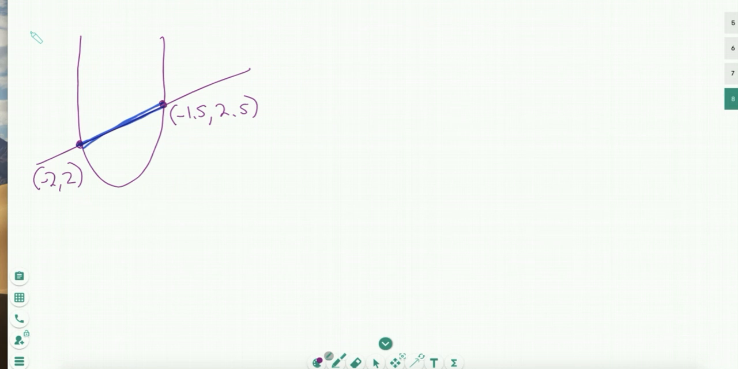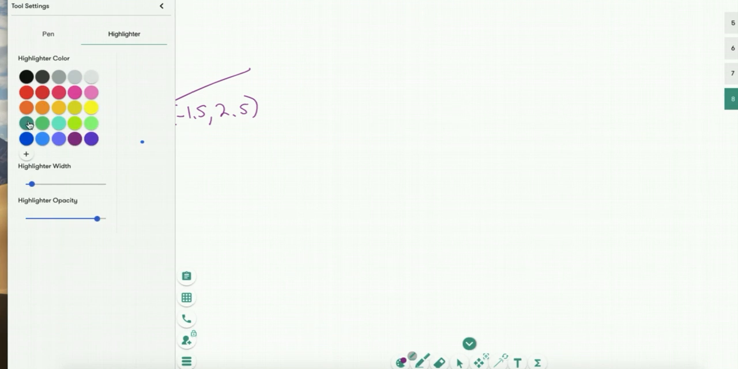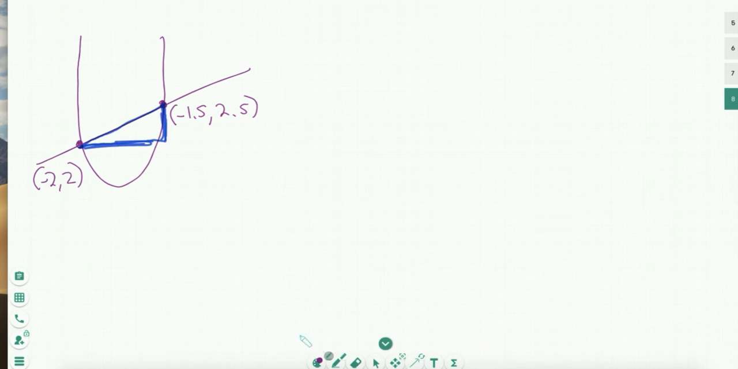Well, whenever I'm asked to find the length of some sort of diagonal line, I always think, let's make a triangle out of this and use Pythagoras. So what we're going to do is make a little triangle. And if we're able to find this length here and this length here, we can use Pythagoras to find this length here. Pretty easy.